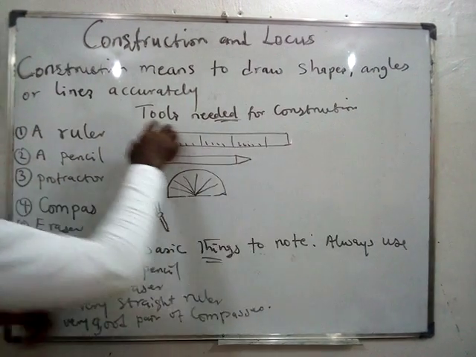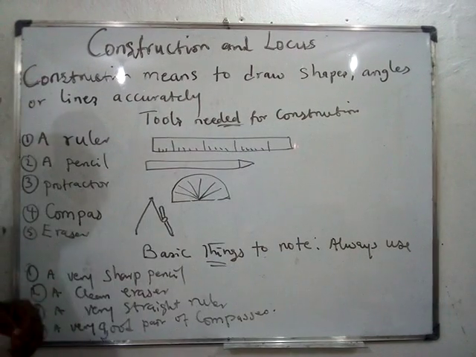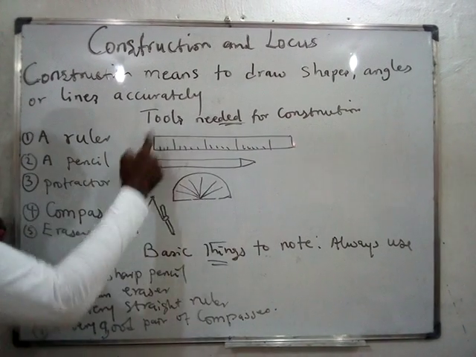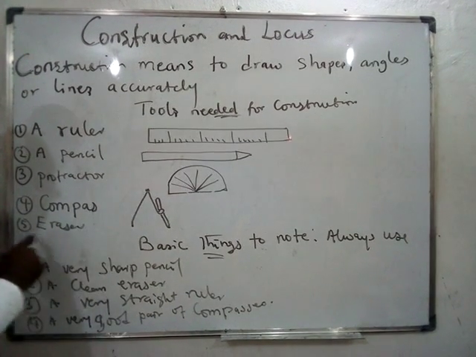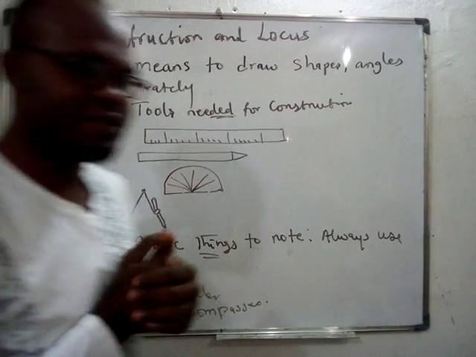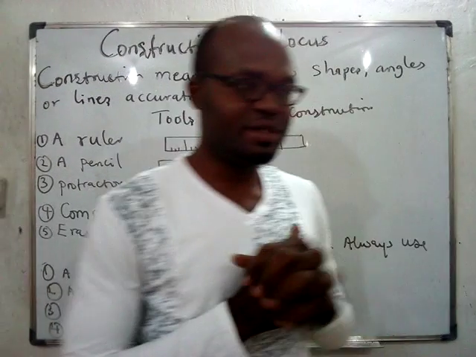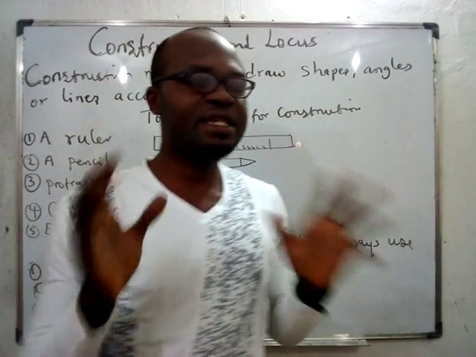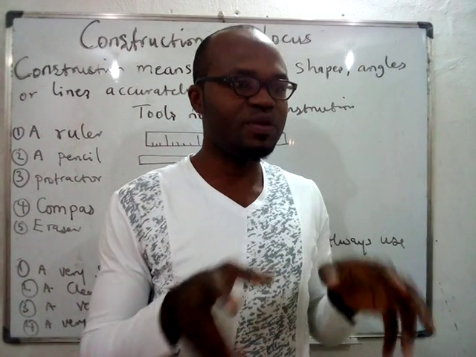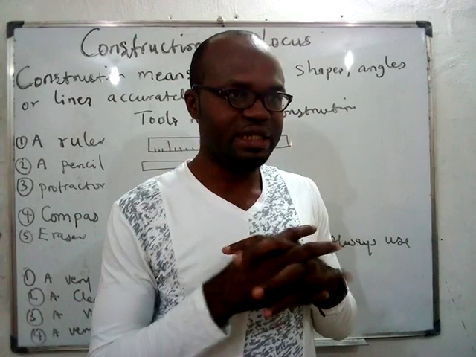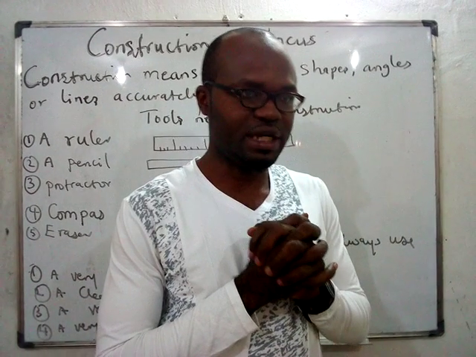So those are the basic tools that you need for construction: a ruler, this is a sketch of a ruler, a pencil, a protractor, a compass, and an eraser, isn't it? And other things. Is that clear? There are basic requirements that you are supposed to incorporate in your techniques used in construction. Is that clear?